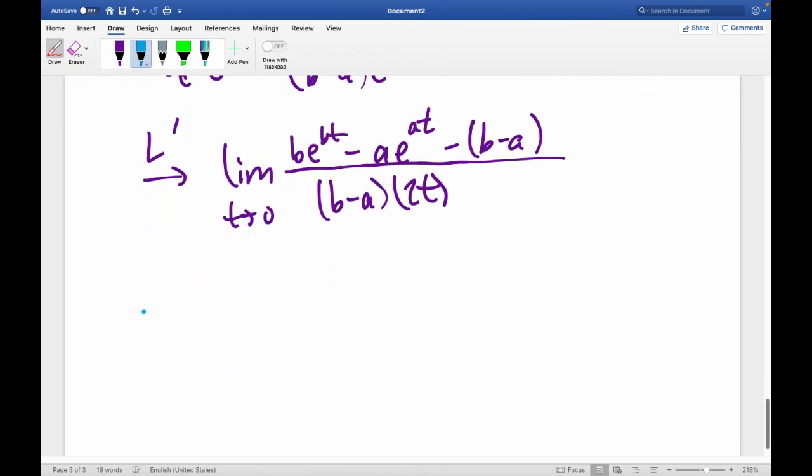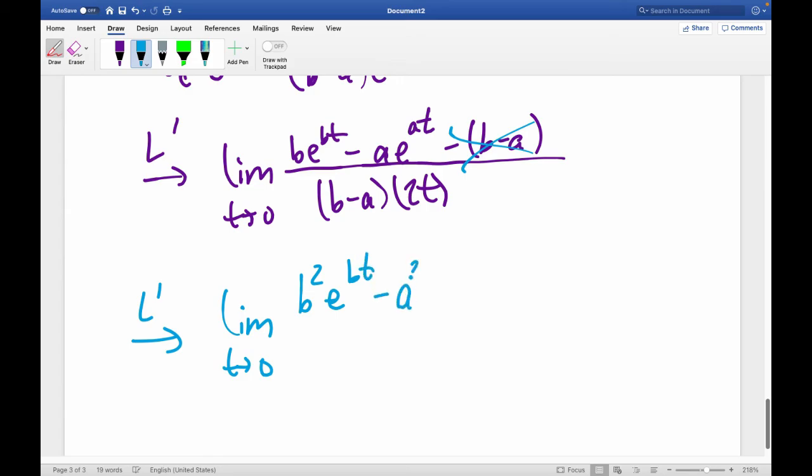So I'm going to change colors. We're going to use L'Hopital's rule one more time. You'll notice that when we use L'Hopital's rule and we take the derivative of the top and the bottom separately, this just goes away because it's a constant, and we get b squared e to the bt minus a squared e to the at, all divided by, and then this is just a constant, so its derivative is 1, and we just pick up the 2 times b minus a.